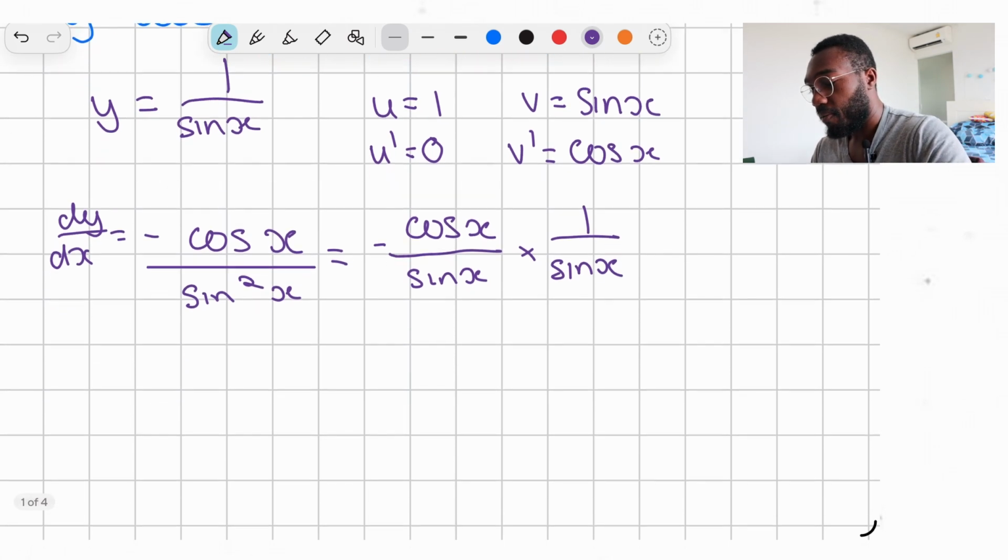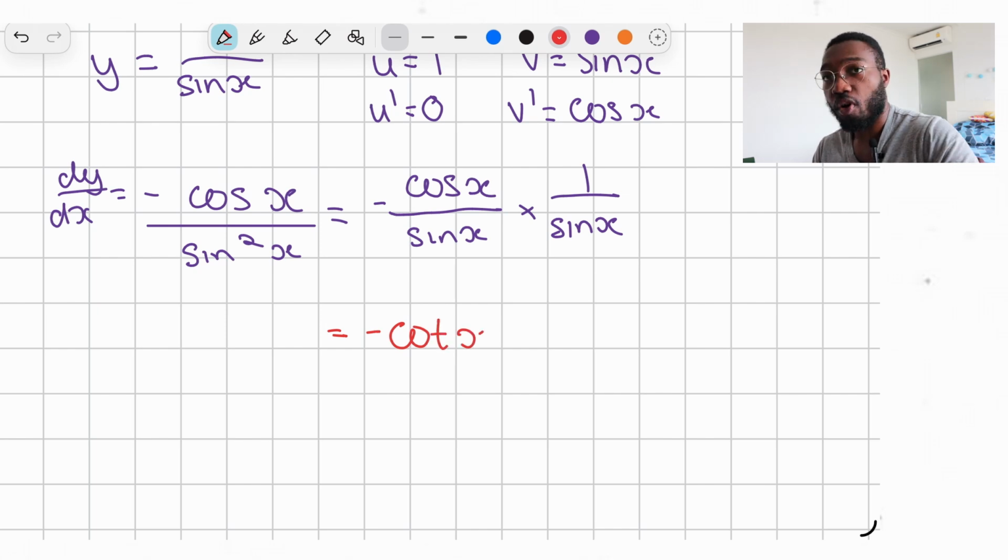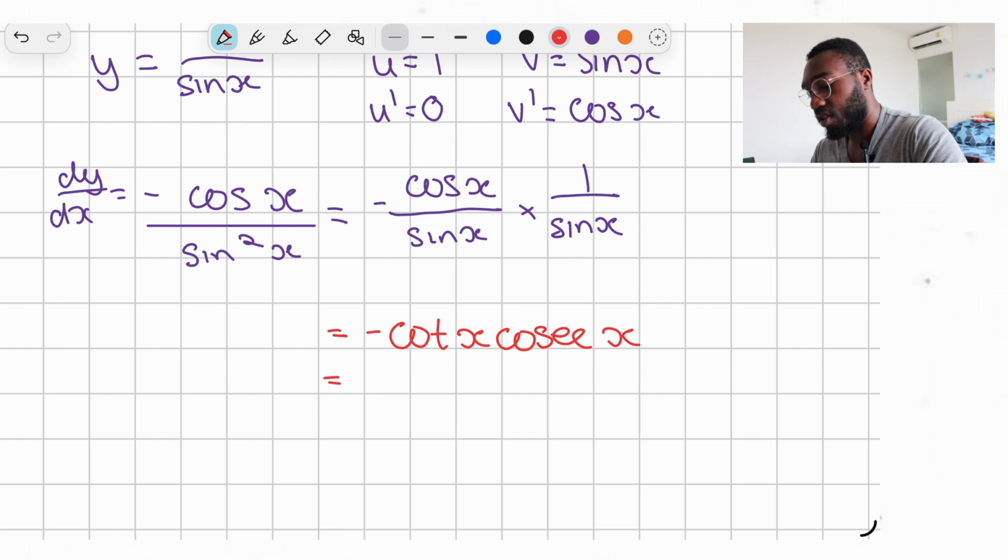So if I scroll up now, we know that minus cosine x over sine x is just minus cot x, because that's just 1 over tan x. And then we're just left with 1 over sine x. Well, 1 over sine x is just cosec x. If you want to, you can rearrange it, so it's minus cosec x cot x.